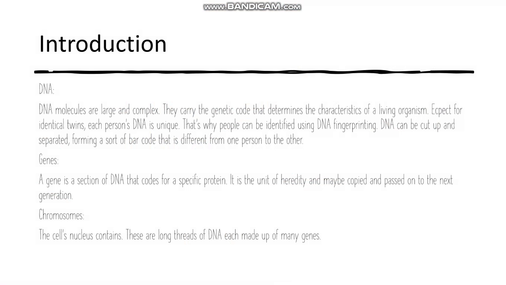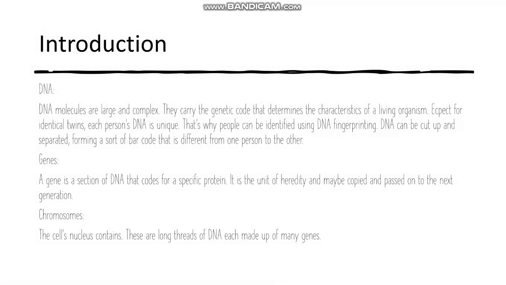DNA molecules are large and complex. They carry the genetic code that determine the characteristics for a living organism. Except for identical twins, each person's DNA is unique. That's why people can be identified using DNA fingerprinting. DNA can be cut up and separated, forming a sort of barcode that is different from one person to the other.